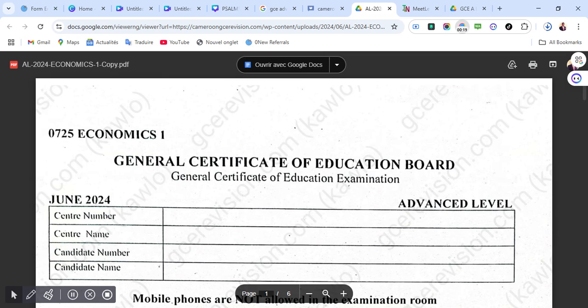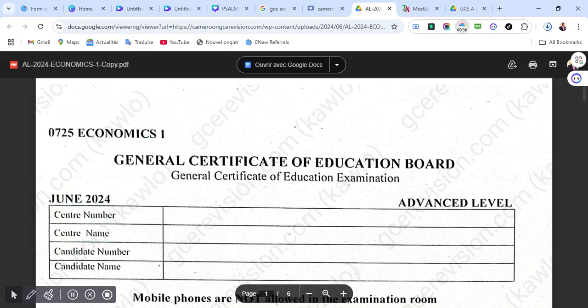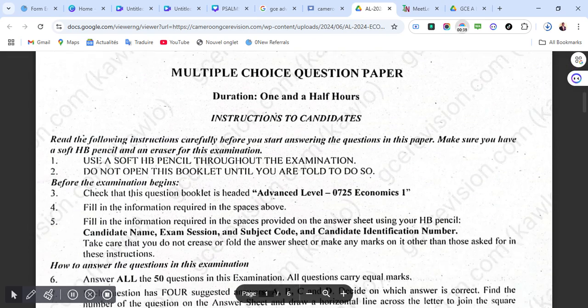I'm going to show you all the questions and answers so that you'll be able to have a proper revision. When you come to your papers, make sure that you fill in center number, center name, candidate number, candidate name. Very important, because if you miss out this, you have already failed your exams. Once you have all of these, you have to move on.